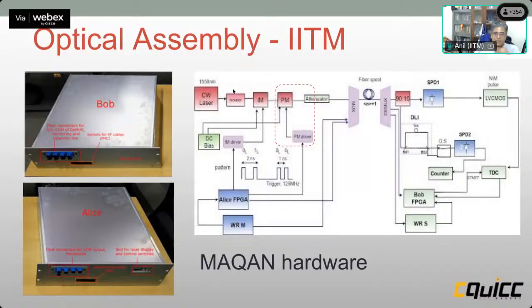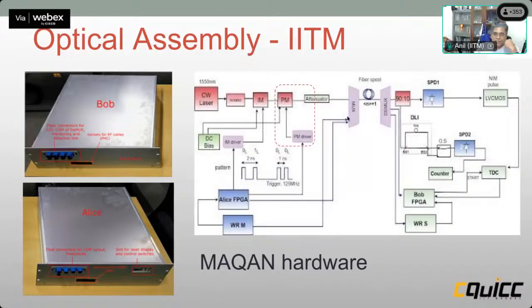You have a laser, you have an isolator, you have an intensity modulator, a phase modulator, an attenuator. On the other side, you have the detectors. In the middle is your fiber spool. This is outside the boxes. You also have these multiplexers and demultiplexers.